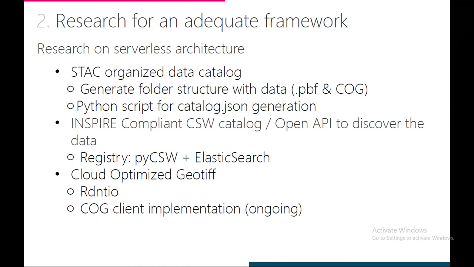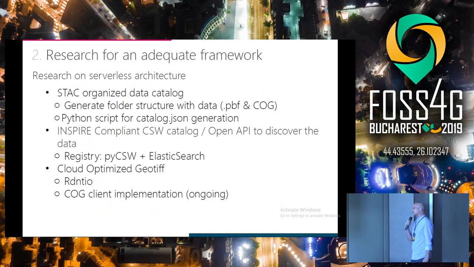So we started to look for a serverless architecture. As we have said, for the STAC, we have to organize a data catalog with a folder structure where we would store all the PBF and cloud optimized GeoTIFFs. Once we have this folder structure in place, we have developed a script to generate the catalog JSON to be compliant with this STAC structure, so you can know who the children of the folder are, the parent, and so on. Then came another requirement, as we are talking about Copernicus, the European Commission, and so on.